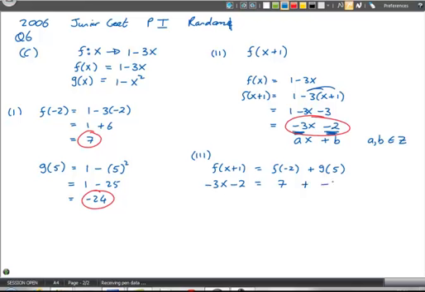plus minus 24. And of course then that's minus 3x minus 2 is equal to 7 minus 24. Some people like to do it that way. Minus 3x is 7 minus 24 plus 2. Minus 3x is equal to minus 15 when you tidy up. And then the usual, divide both sides by negative 3.